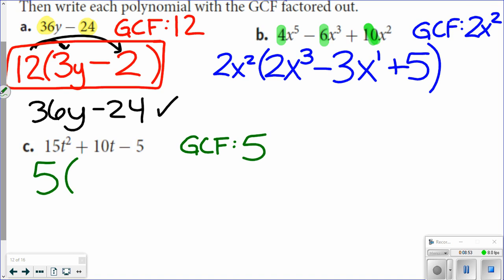So let's divide our numbers. 15 divided by 5 is 3. Leave the t squared. 10 divided by 5 is 2. Leave the t. Negative 5 divided by 5 is 1, end your parenthesis. Again, I started with a trinomial, so inside my parentheses, I need a trinomial as well.